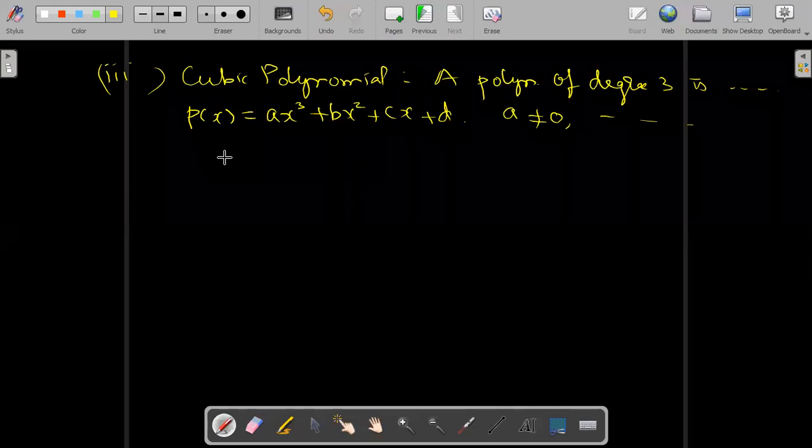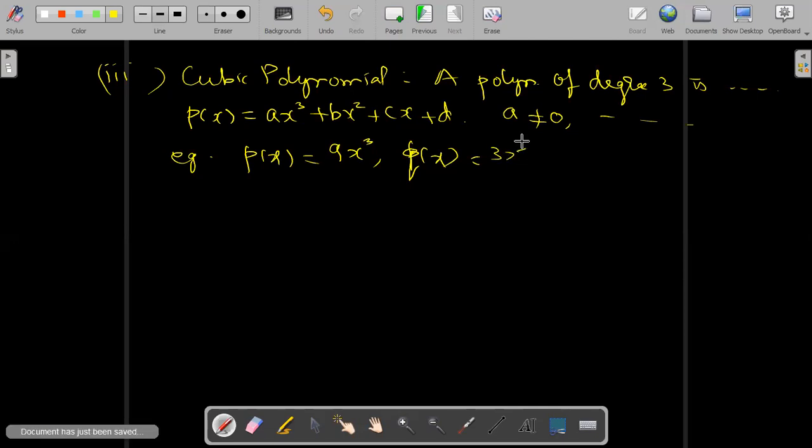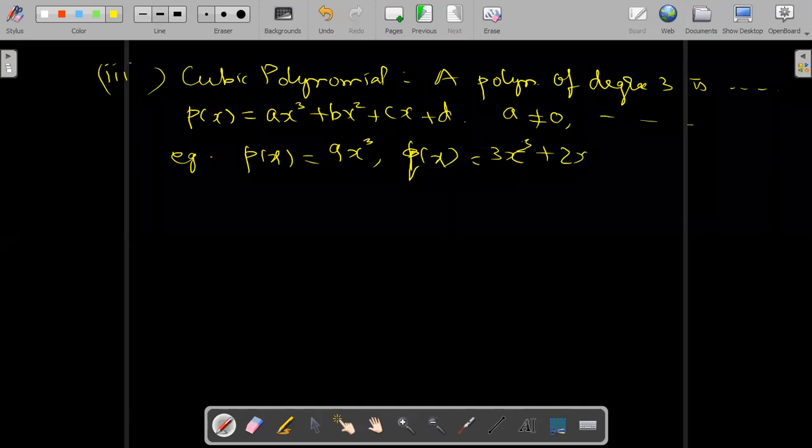Now examples, we can write many examples. If we write 9x cube, it is also a cubic polynomial. It can have one term, two terms, three terms, and four terms. It can have two terms like qx is 3x cube plus 2x. It can have three terms, it can have four terms, cubic polynomial.